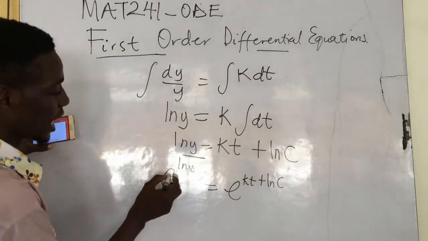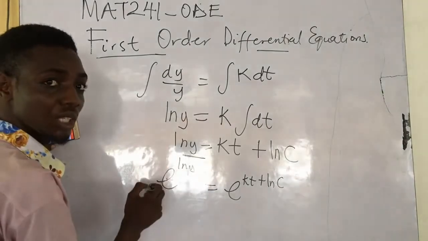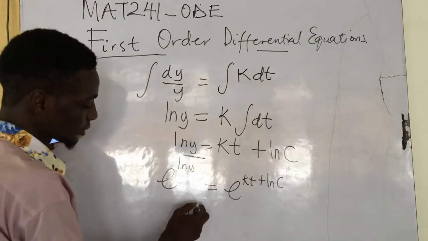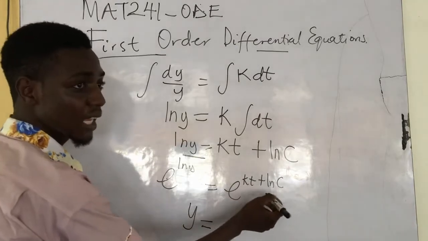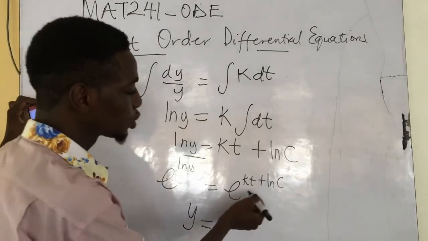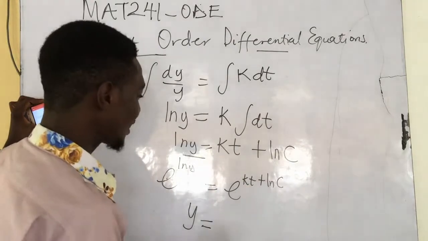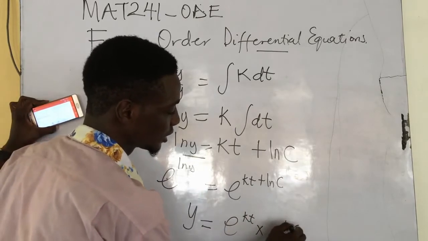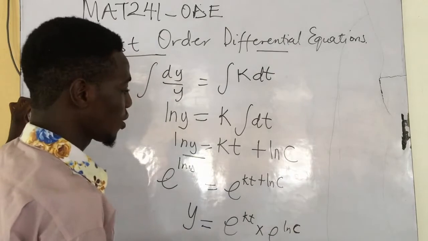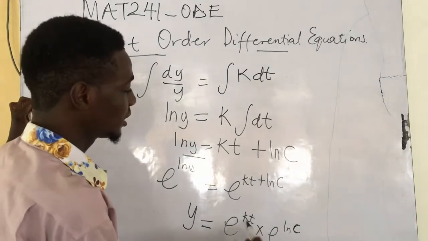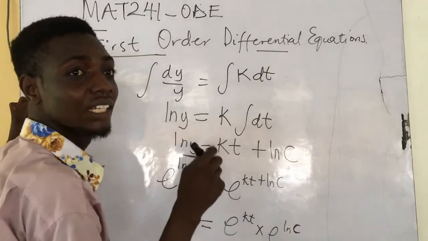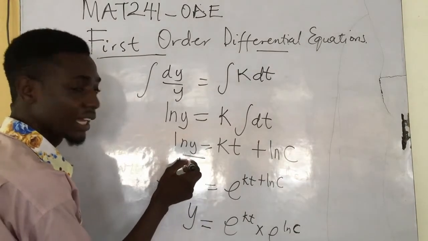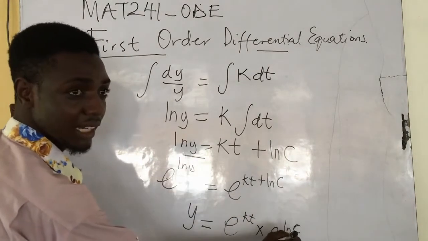So because of this, we have what? Now, e raised to power ln y, the y will come down to the back. So it seems as though e cancels the ln. So y equals what? Remember that whenever you raise a number to a power, it is the same thing as saying e raised to power kt times e raised to power ln c. Recall this from your indices: e raised to power a plus b equals e raised to power a times e raised to power b, okay? And like I said, the e will cancel the ln, so e here will also cancel this ln here, okay?